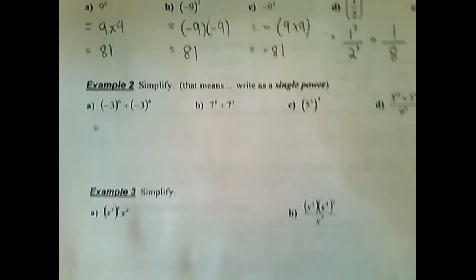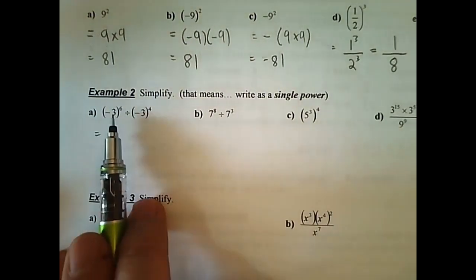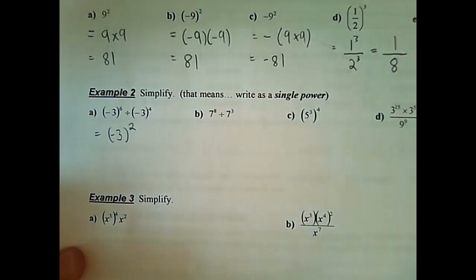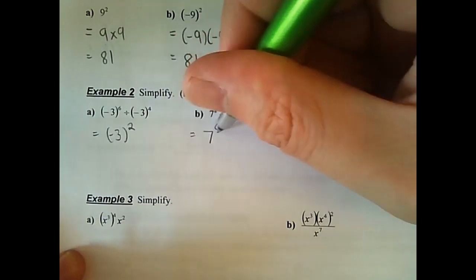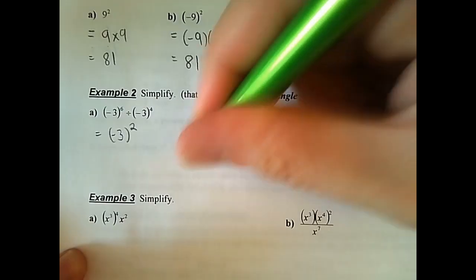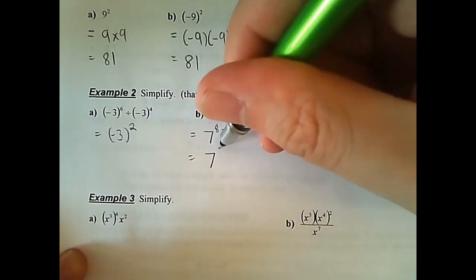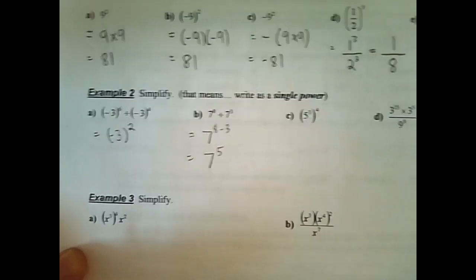I'm very sorry. So because I'm dividing here, I have my division sign. I'm just going to subtract my exponents. So as a single power, this is just negative 3 to the power of 2. Same thing here. I'm just going to subtract the 2. So I'll show the step for this one. We're subtracting the exponents because I'm dividing them. I get 7 to the power of 5.